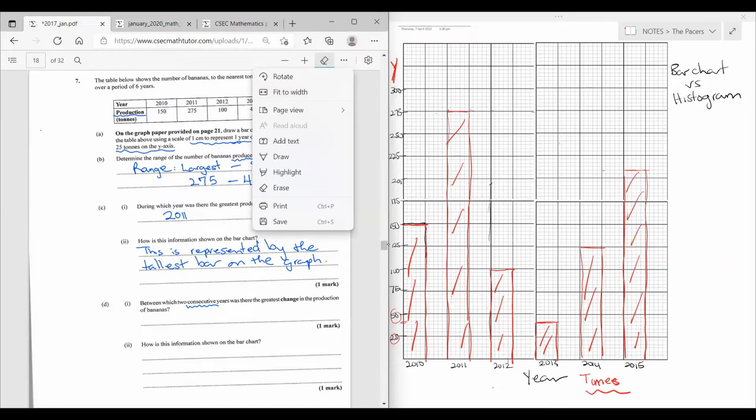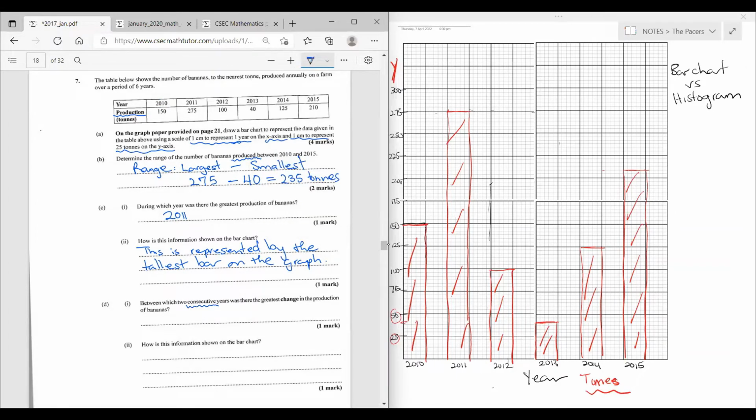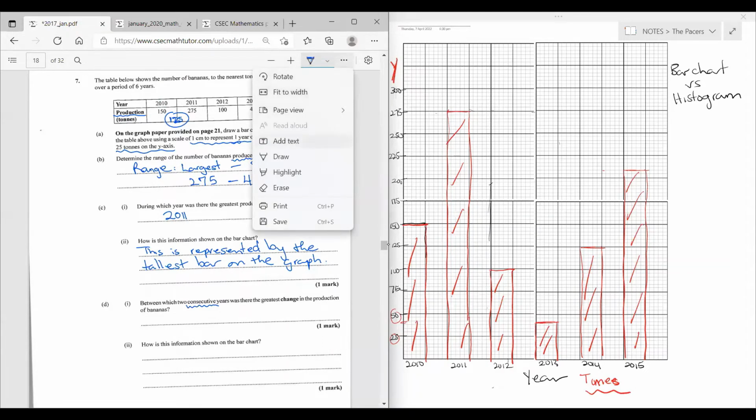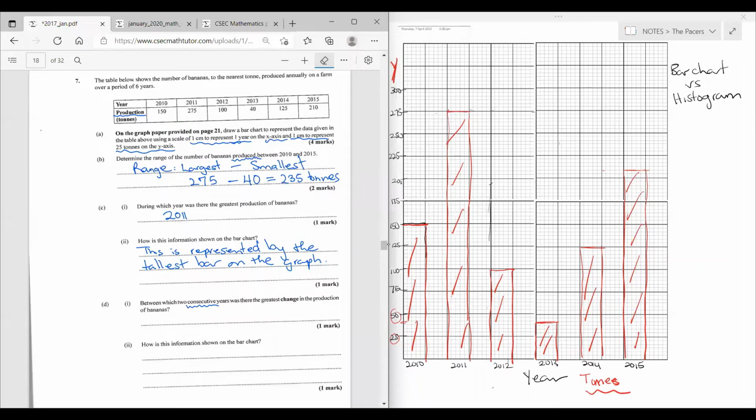So what was the increase from 2010 to 2011? 125. 125, and then we do it for all. What about the other one? So 125, what is the change between? 275. Negative 175. So we subtracted 175 because it went down. Negative 60. Negative 60, we went down.